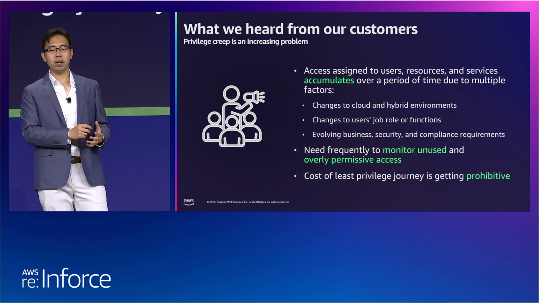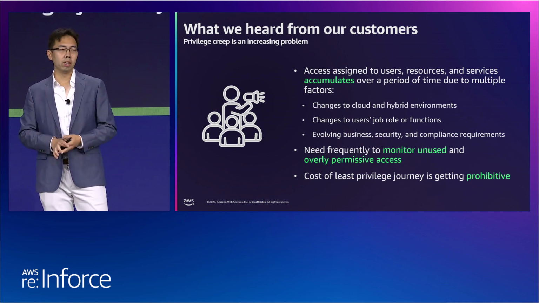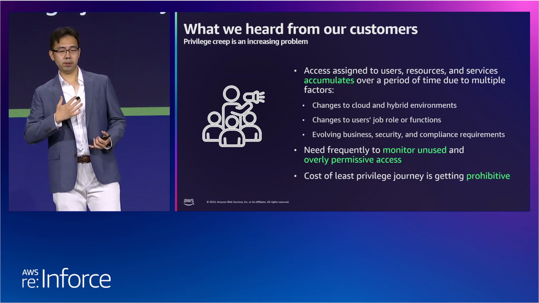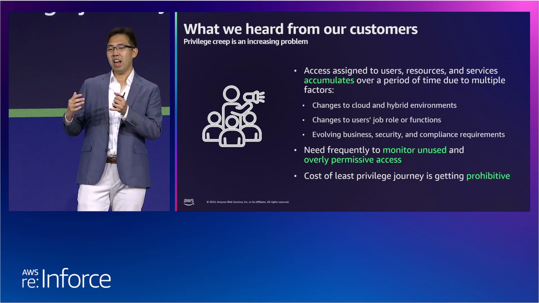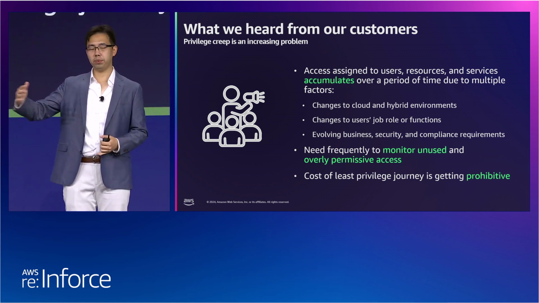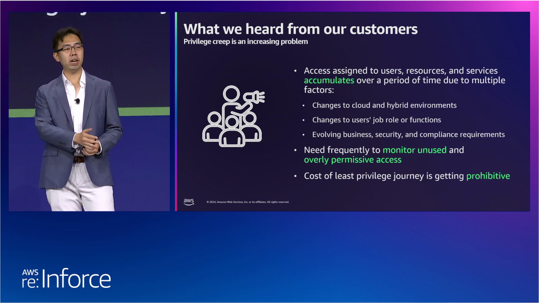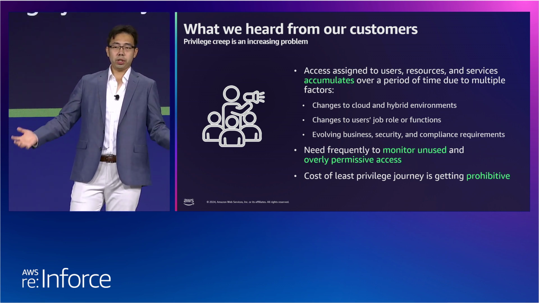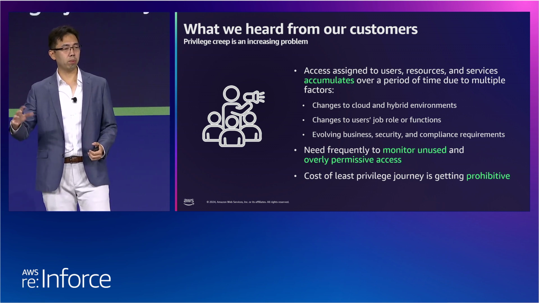We've heard from customers that privilege creep is an increasing problem. A lot of people start broad. As a central security administrator, you might help your developers move fast. And in the beginning, the permissions are broad. You want to be able to explore the space of different AWS services. And what happens is your business changes. There are some reorgs.